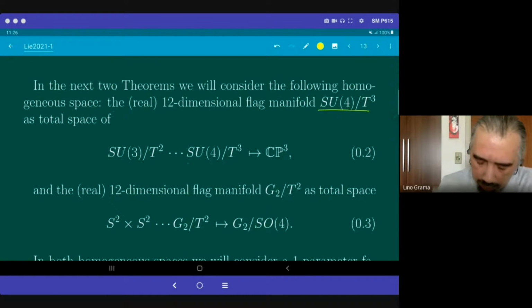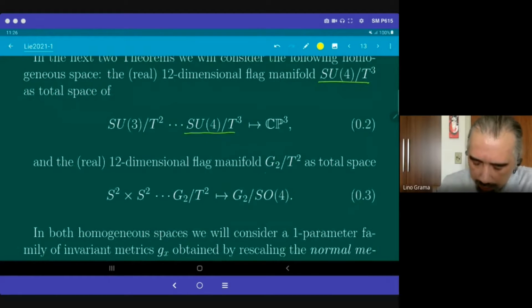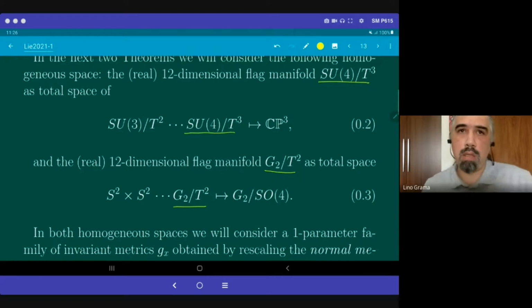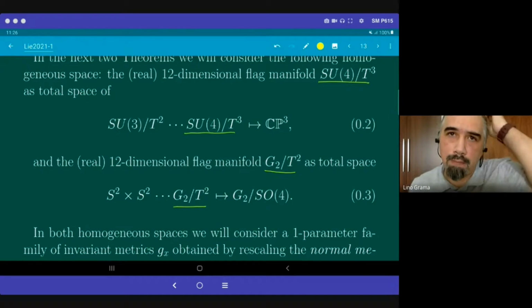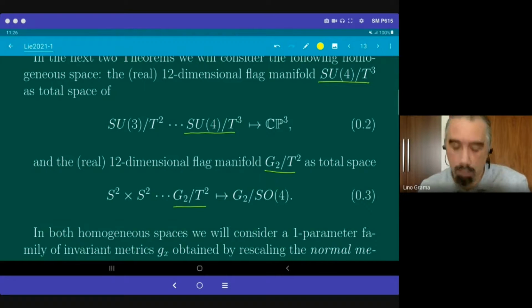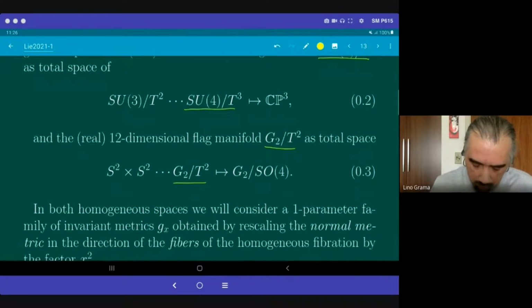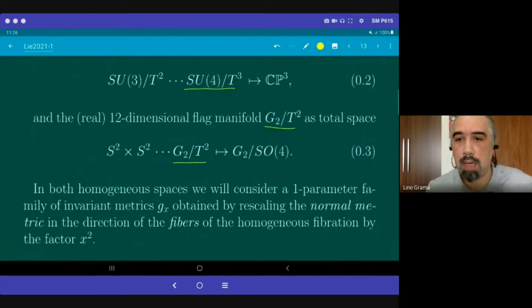But we look at the total space of this fibration. We also analyze these homogeneous spaces, G2 over the maximal flag of G2, and then we look at the total space of this fibration, and we analyze a one-parameter family of metrics. These are given by rescaling the metrics in the direction of the fiber by the factor x squared. Okay, this is called a canonical variation.